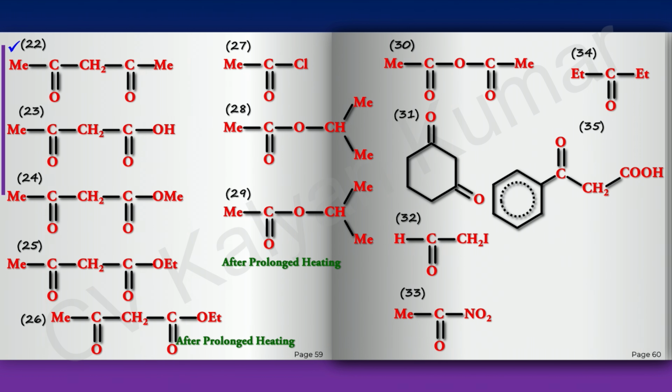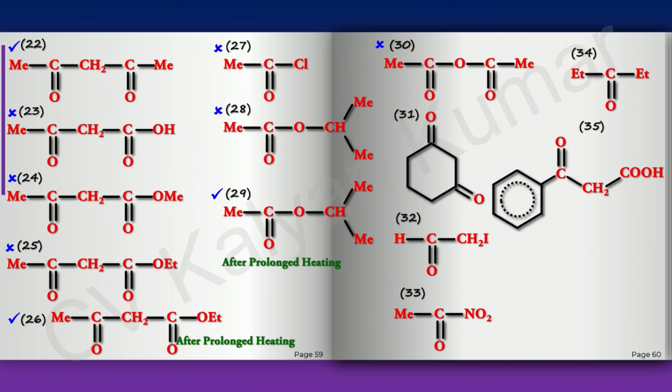Therefore, this will give. Again, acid won't give. OMe won't give. OEt won't give, but OEt after prolonged heating will give. Acid chloride won't give. This won't give because again it's an ester. But the other ester after prolonged heating, it will give you isopropyl alcohol. That will give. The 30 won't give. Again, it's an anhydride.